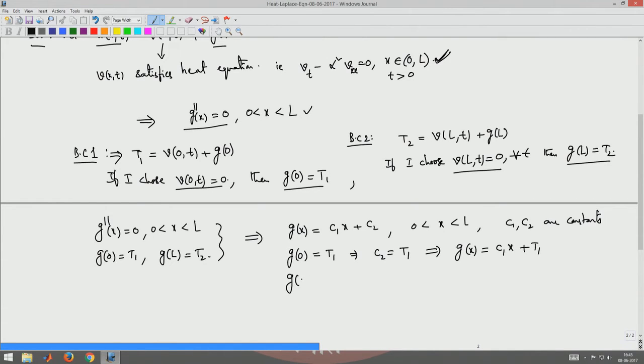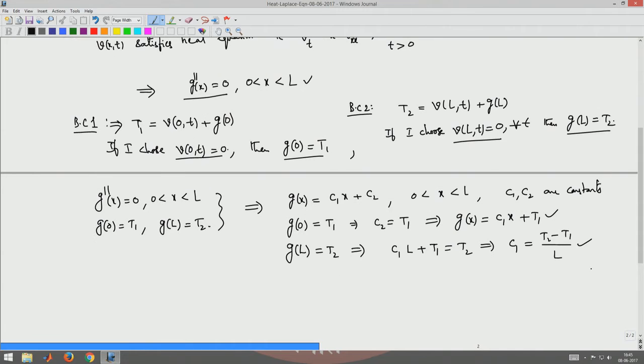Now you apply the other boundary condition, G at L equal to T2. This is your general solution. G at L, that is C1 times L plus T1 equal to T2. So, what is my C1? C1 is T2 minus T1 divided by L.